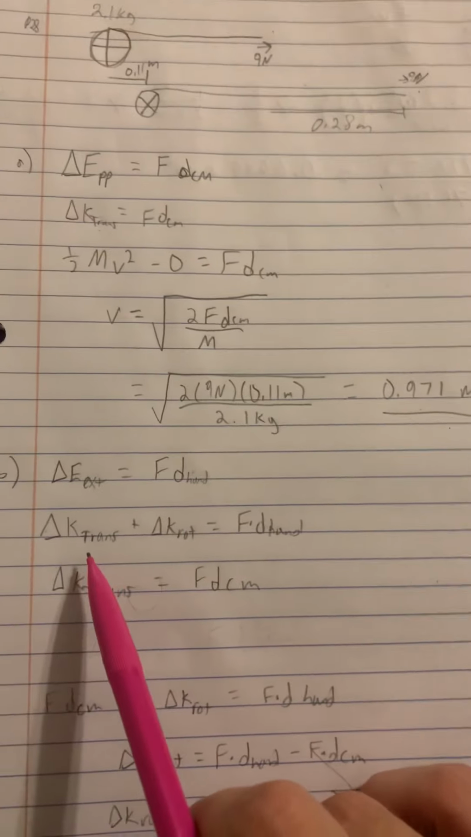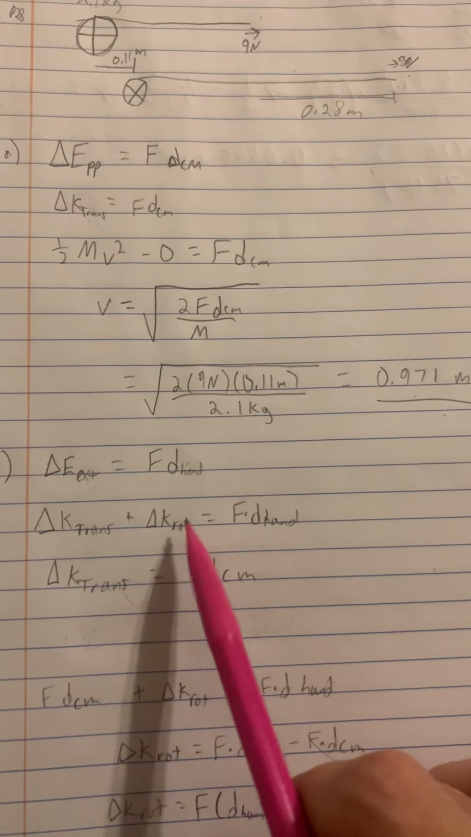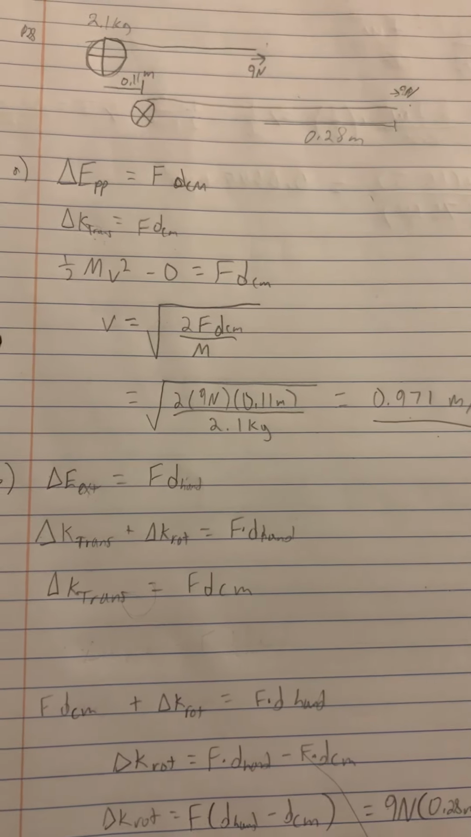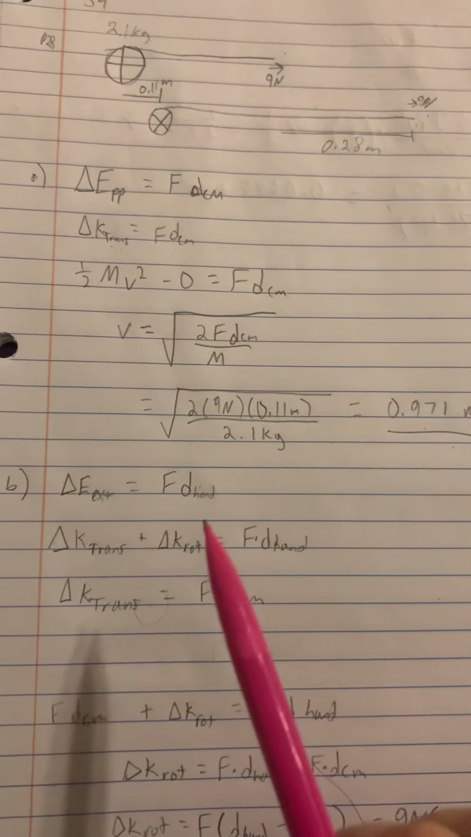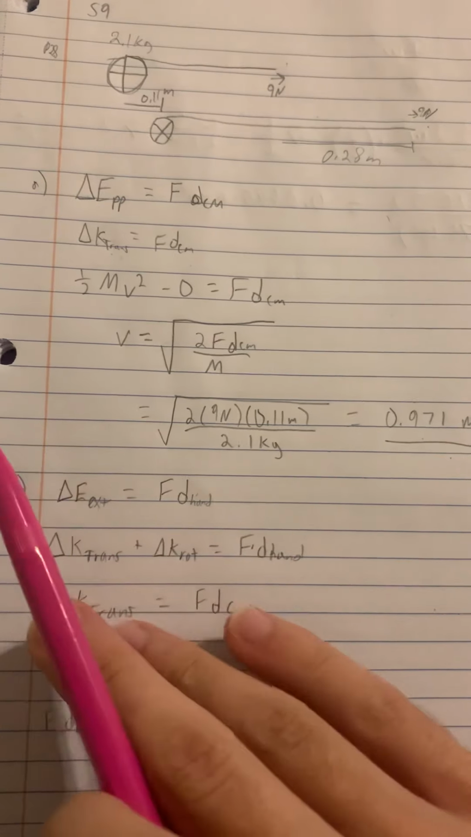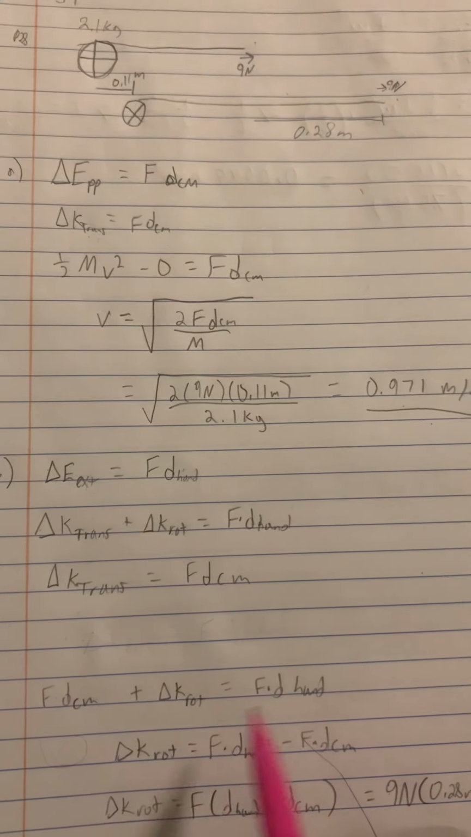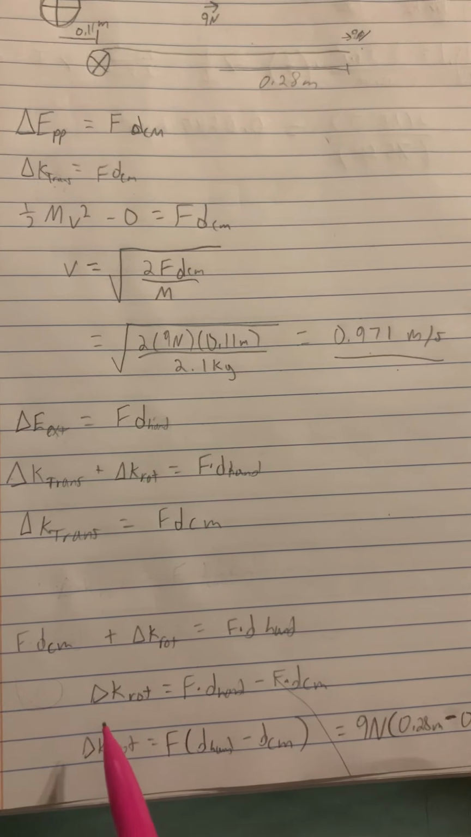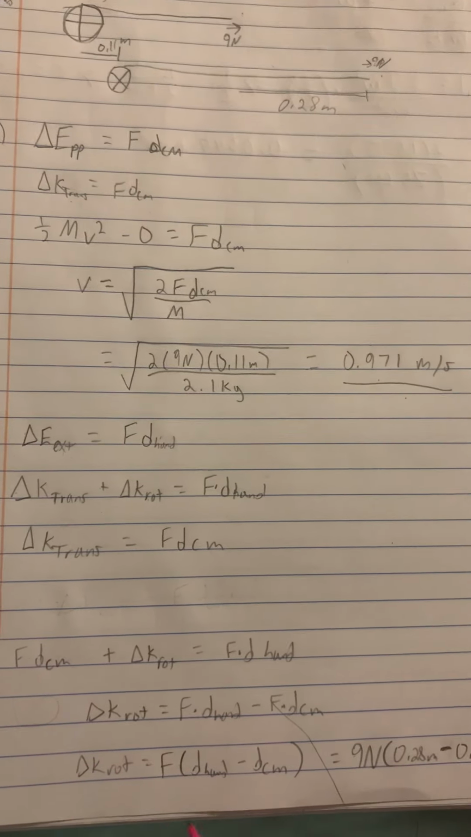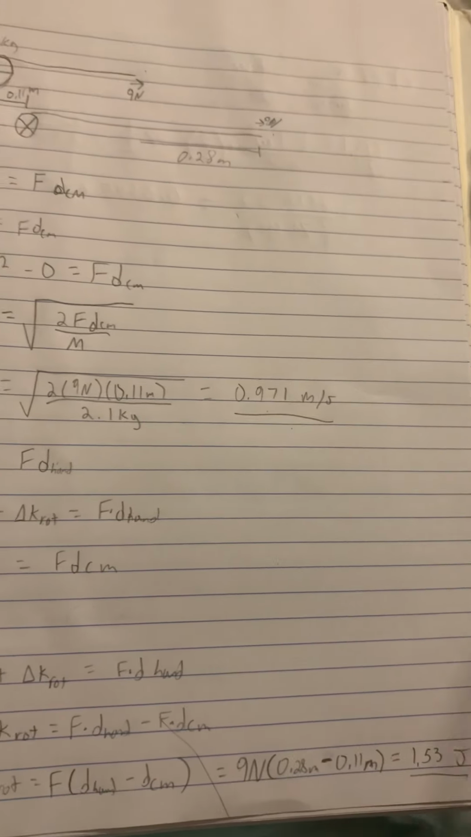And we can rewrite that as the change in kinetic translational energy plus the change in kinetic rotational energy is equal to work of the hand. And we know from the point particle system that the change in kinetic translational energy is equal to force times distance of the center mass here. Then we rewrite that, solve for just the change in kinetic rotational energy, and just do some algebra, plug in our knowns, and we get 1.53 joules.